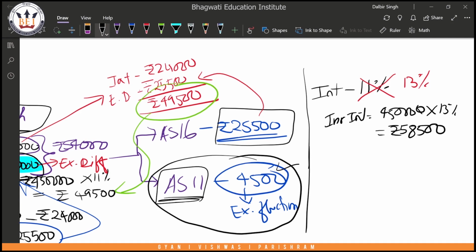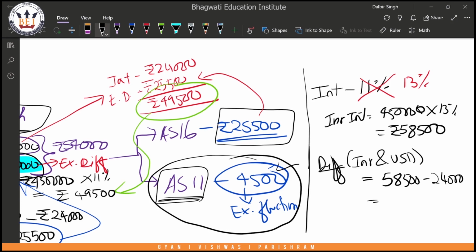4,50,000 into 13% is going to be my interest in INR, which is rupees 58,500. Now 58,500 is the interest amount in INR. Had I taken the loan in INR, 58,500 would have been my interest. Now what is the difference? Let's find out the difference again, between INR interest and USD interest, which is nothing but 58,500 minus 24,000, which is 34,500. This is the difference between the INR borrowing interest and USD borrowing interest.